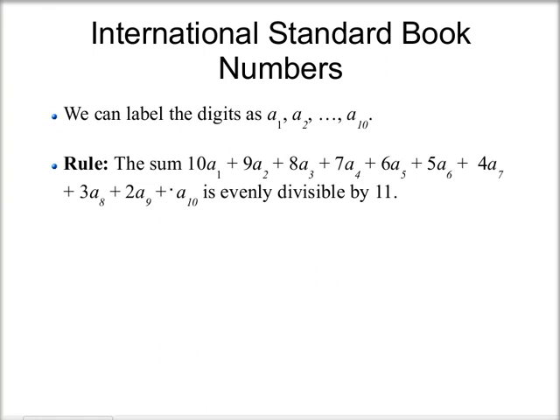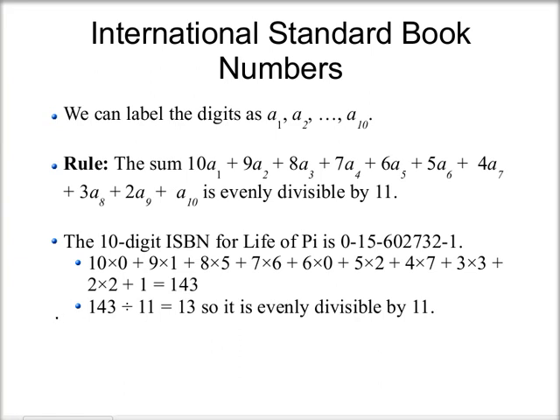So let's look at a short example of a 10-digit ISBN number. This is for the book Life of Pi. So here's the ISBN number: 0, which identifies the country or language. 15 identifies the publisher. And then for the specific book, I've got 602732. And my check digit is 1.